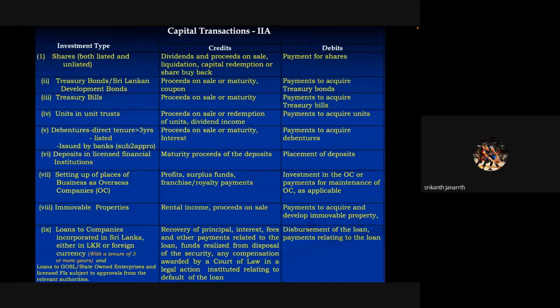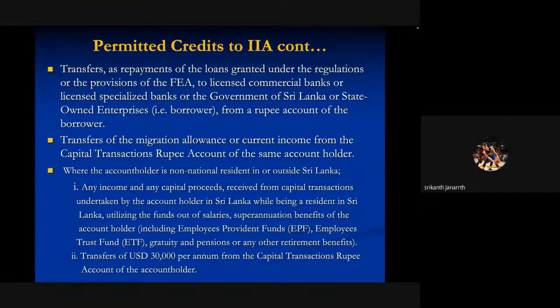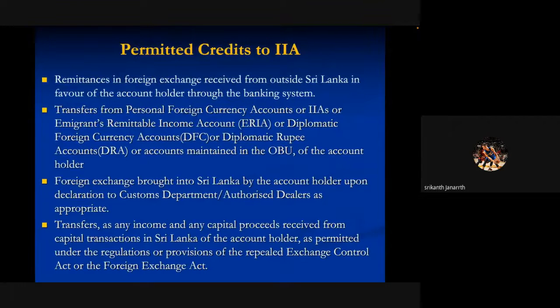So the IIA is used as a vehicle to bring in the investment, so that you can take the investment out also through the same channel. That is what the IIA account is, right? So let us go through again to see what the permitted credits and debits are. You saw the permitted credits, right? All the money has to come by way of inward remittances. Even they can transfer from the account, right?